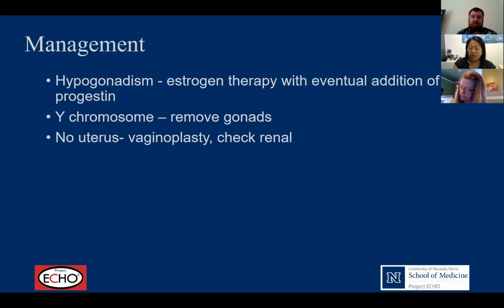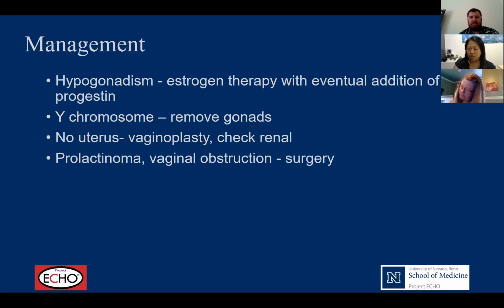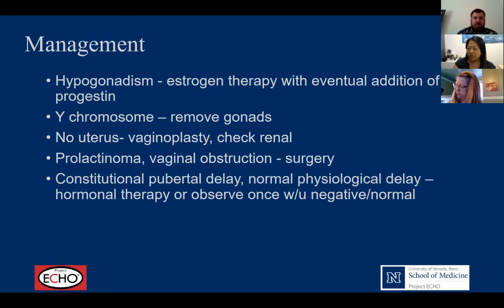If they don't have a uterus, some things that you can do, and I've done this, is doing vaginal dilation if they do have some vagina, or they can go to plastics and get a vaginoplasty. One of the things in a patient that doesn't have a uterus that you find out, always check the kidneys as well, because there's a strong association with issues with kidneys and someone who doesn't have a uterus. Sometimes it's a malformation where there's maybe a horseshoe-shaped kidney, or it could be that one of the kidneys is missing. So there's a strong association. If they have a prolactinoma or they have a vaginal obstruction, obviously they should go to surgery.